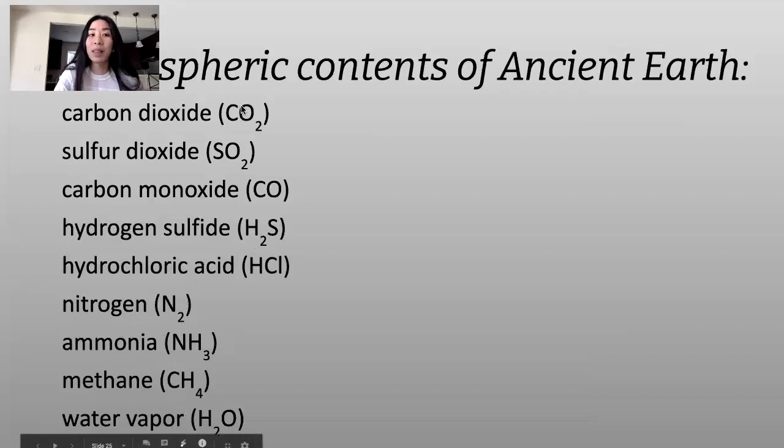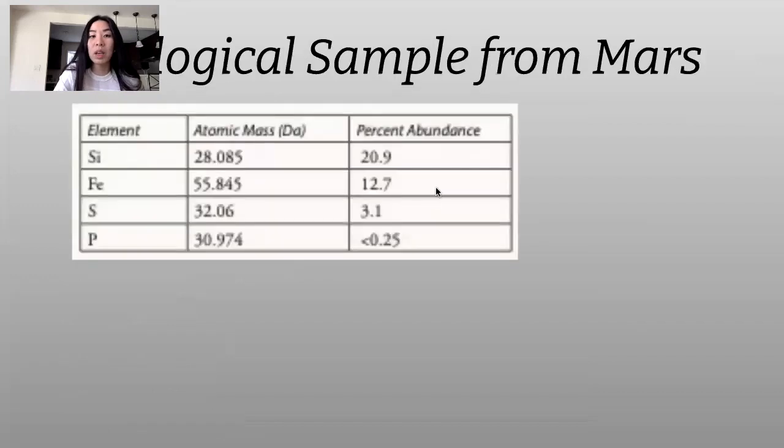Okay, but we know that life on Earth has existed. So, I mean, we are living here. So the phosphorus had to come from somewhere. And similar to Mars, what they found out is that on Mars, it was actually in the geological sample. So geological would be like the soil, the rocks. I know this picture is really blurry, but in the geological sample from Mars, scientists have figured out that it does contain silicon, iron, sulfur, and phosphorus.